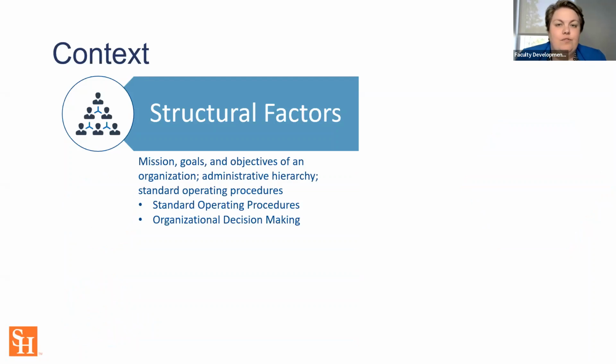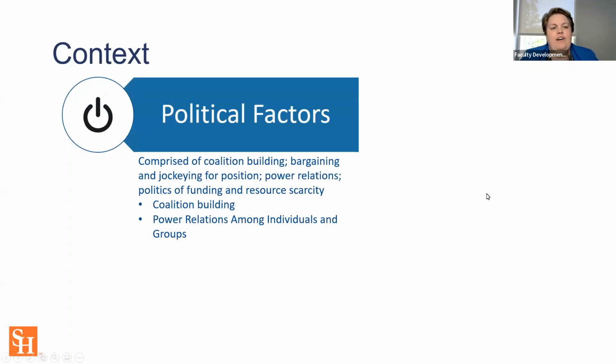Okay, so for structural factors, these are just some quick bullet points for you as a source of reference. Your structural factors are your mission, your goal, your objectives, your organizational hierarchy, quick, dirty. Your standard operating procedures, organizational decision-making, your political factors. So that's coalition building. You've probably heard that a lot. Bargaining, jockeying for a position, power and relations.